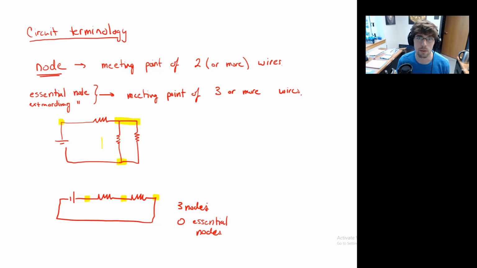So a different way to think about it is an essential node is a location where there is a possibility of the current splitting. It actually gives multiple paths for the current to go. So that would be a way of identifying an essential node. Can the current actually split, or does all of the current have to go down the same line? So that's the first term.